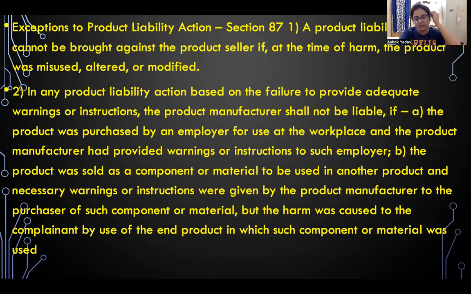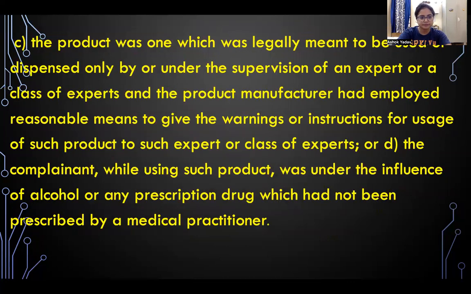Right? Suppose you're buying and the seller has already told you the warnings or whatever instructions were relevant with respect to that product or services, if he's already telling you when he's selling it to you, then he will not be held liable. Right? The product was sold as a component or material to be used in another product, and necessary warning or instructions were given by the product manufacturer to the purchaser of such component or material, but the harm was caused to the complainant by use of the end product in which such component or material was used.